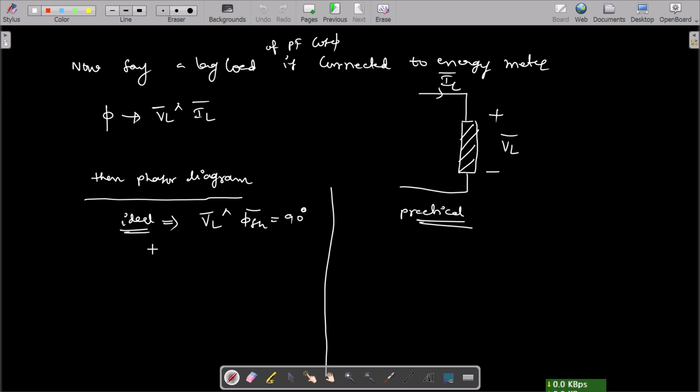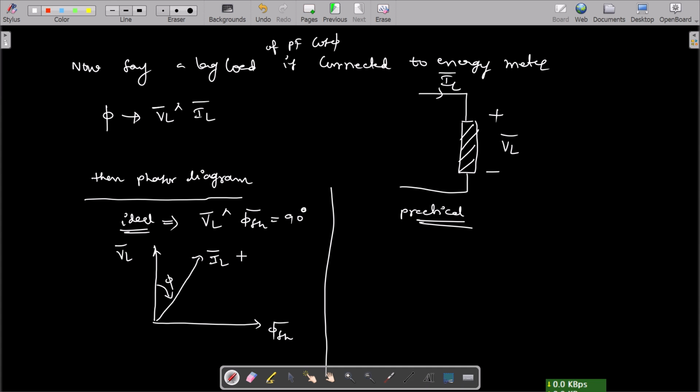That means we are going to have a VL bar here like this, and this is nothing but the shunt flux phi SH bar at 90 degrees, and we are going to have that current lagging now, IL bar, at an angle phi.